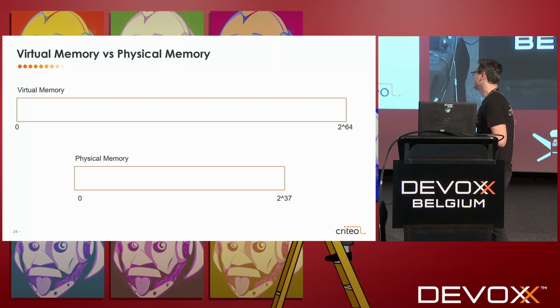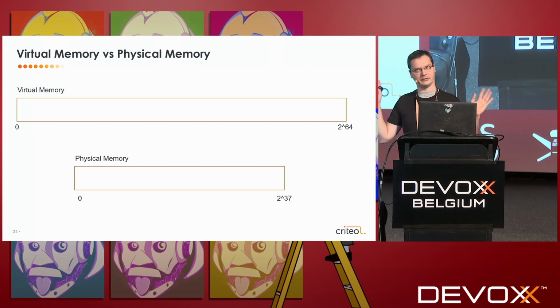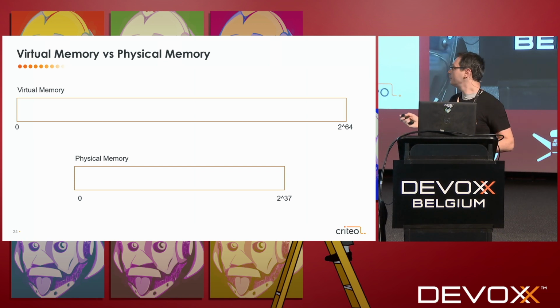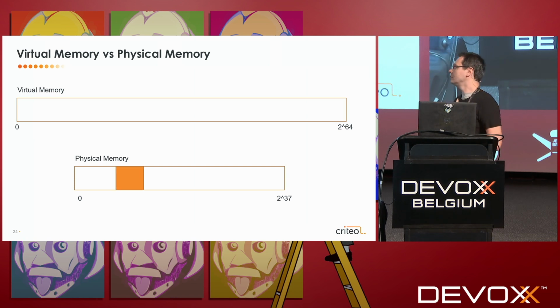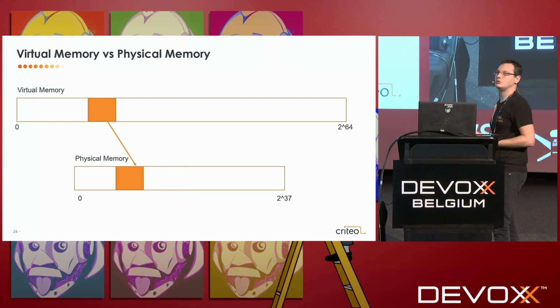We have virtual memory that's 0 to 2 to the power of 64, so it's very, very large. And we have physical memory, like 2 to the power of 37, I think, which is 32 gigabytes. That's common hardware that we have. It's very short compared to virtual memory, it's not at scale. So we can allocate a physical page that will be mapped into virtual memory.